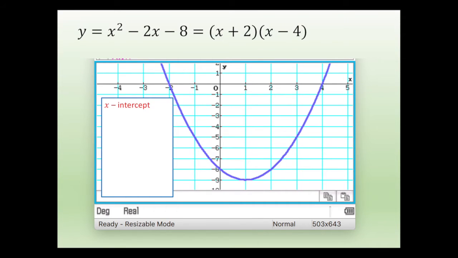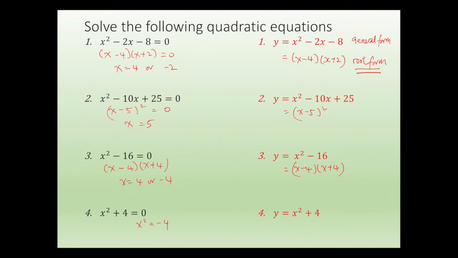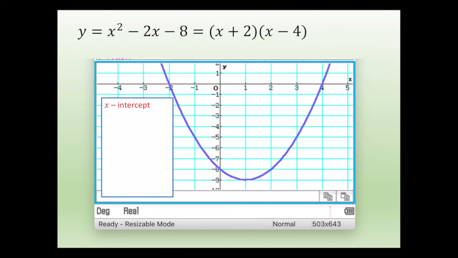I'm going to start off with the x-intercept or the root. So the x-intercept or root is actually these two points here, minus 2, 0, and 4, 0. Alright, let's go back one slide. This is where you have got the solution when you solve the equation. x squared minus 2x minus 8 equals 0, x equals 4 or minus 2. You can see that here, x equals minus 2 or x equals plus 4.